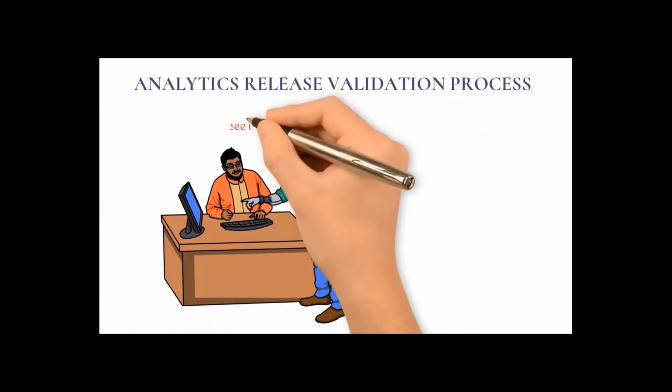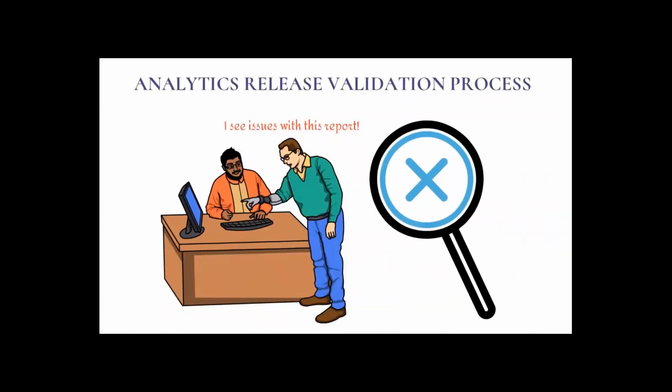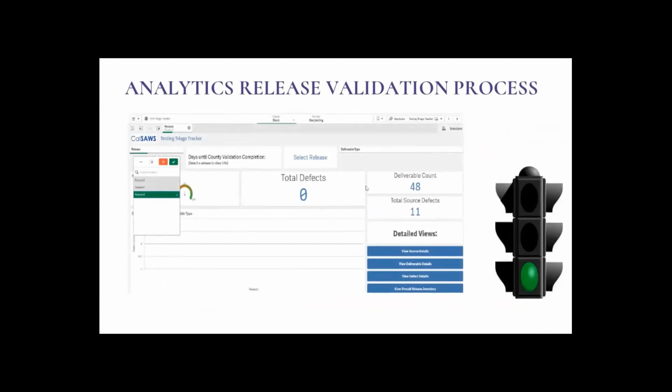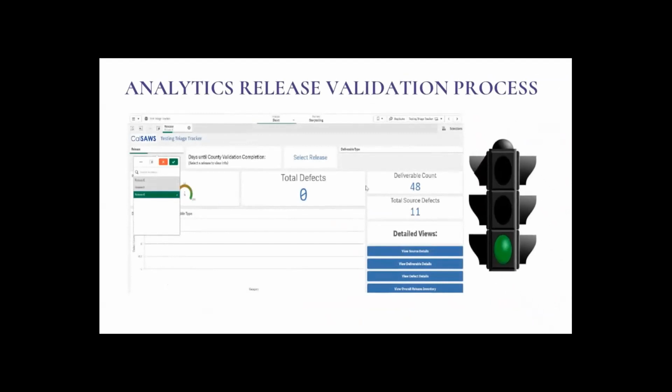When issues are found, defect tickets are created and prompt action is taken to deploy the fixes to make certain we stay on schedule. Once all dashboards and reports for the respective release pass this extensive validation process, they are then green-lighted to be deployed in production.